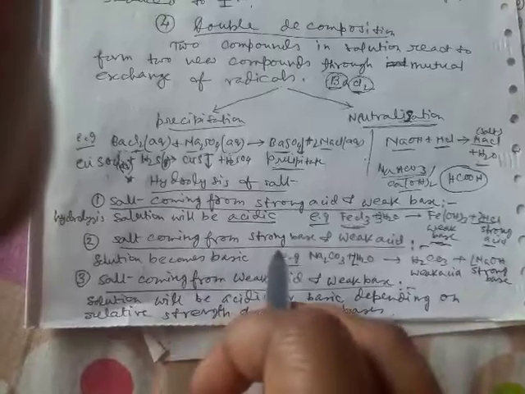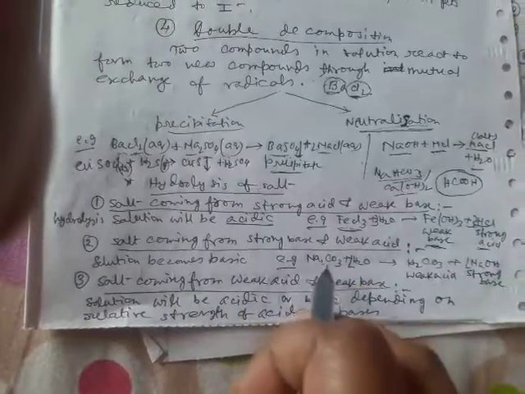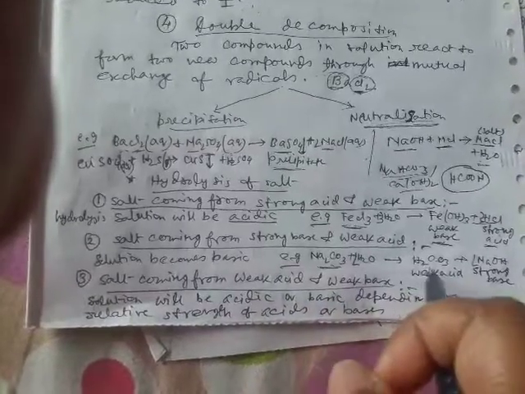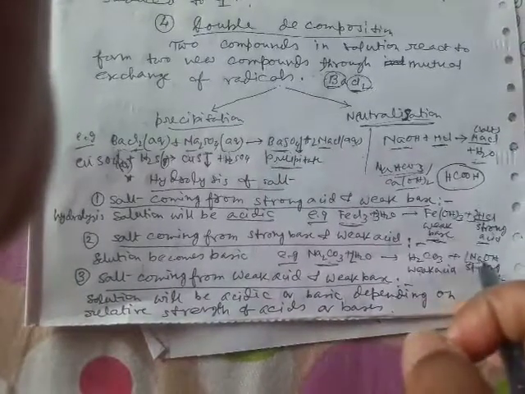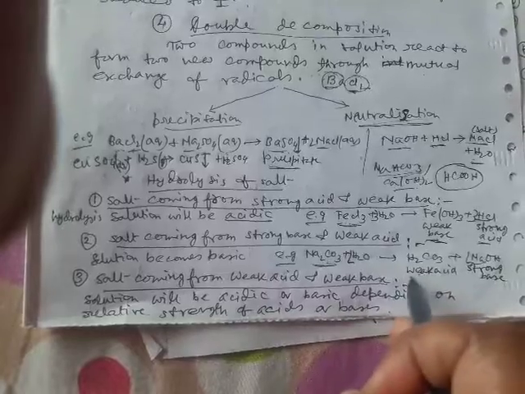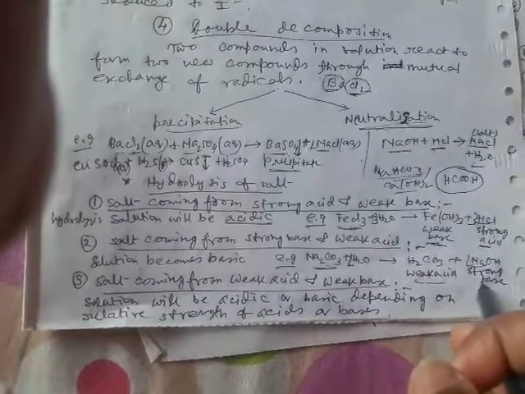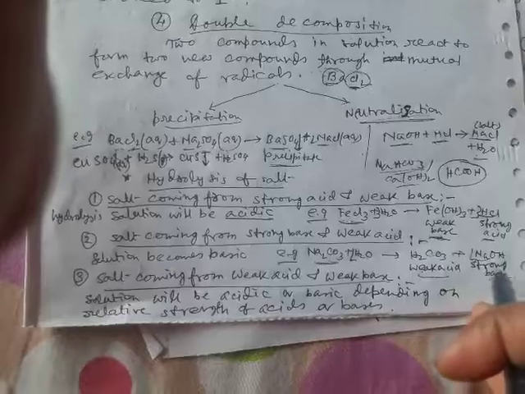Now, salt containing a strong base and a weak acid. For example, sodium carbonate reacts with water to form carbonic acid and NaOH, sodium hydroxide. Here carbonic acid is a weak acid and sodium hydroxide is a strong base. So the solution becomes alkaline and the color of the litmus paper will be blue.